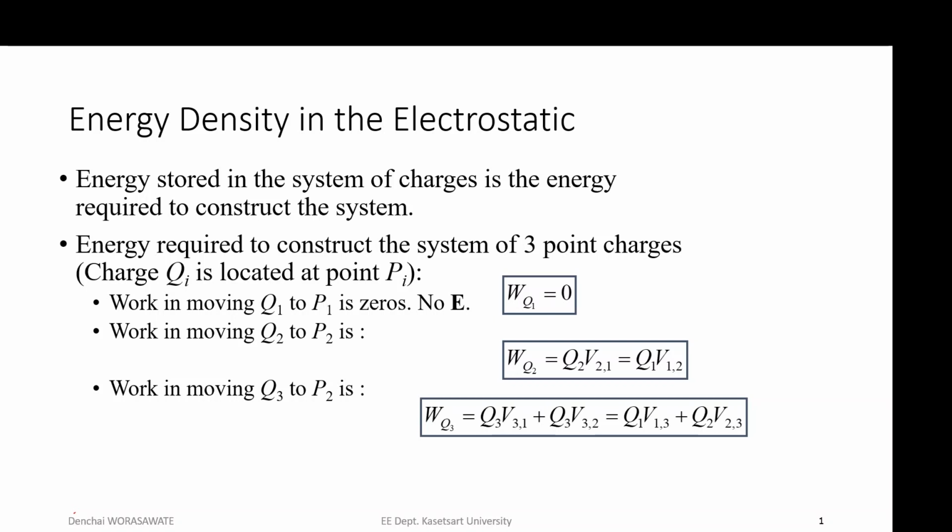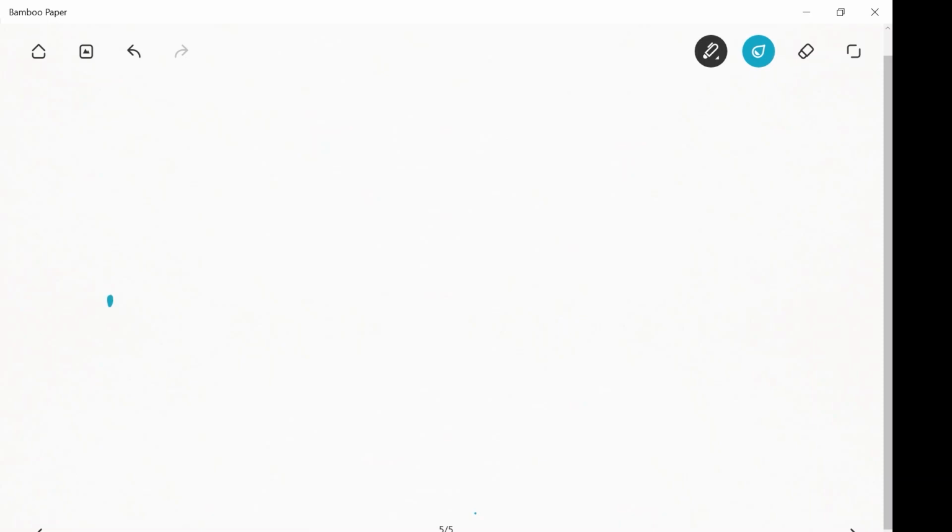First, I need to move Q1 from infinity to point P1. Since there's no electric field, because there are no charges in this area, I don't need to apply any force. I don't need to do any work, so I have 0 work here. Let's say I have Q1 here at point P1, and I have Q2 at infinity. Let's say this is P2 here.